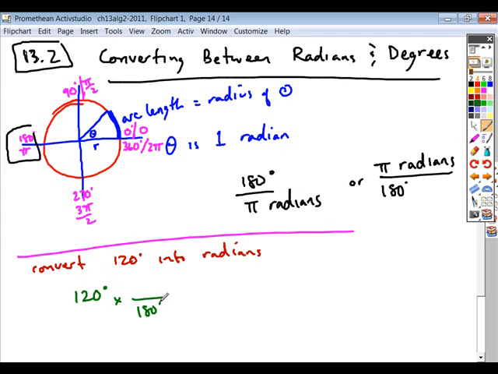So 180 degrees is equivalent to pi radians. And now when you cancel these out, the factors of 10 cancel. What goes into both 12 and 18? 6 goes into 12 2 times. 6 goes into 18 3 times. So you get 2 pi over 3. So 120 degrees is equivalent to 2 pi over 3 radians.